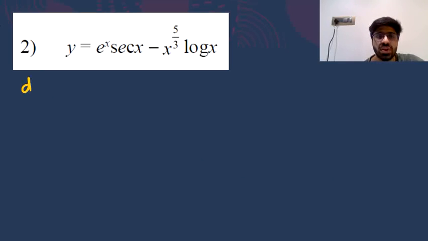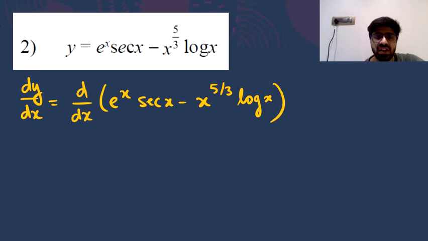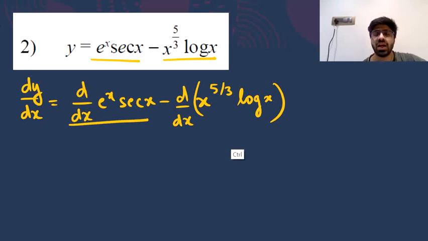Again, take a derivative on both the sides. So we will have dy by dx equals to d by dx of e power x into sec x minus x power 5 by 3 into log x. So you can split the derivative, and one derivative goes with the first term minus the other derivative will go along with the second term. We are just using the property that derivative of a minus b will be derivative of a minus derivative of b. And for both these terms, you can now use the UV rule.